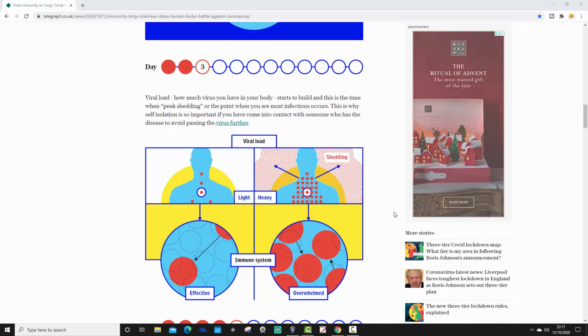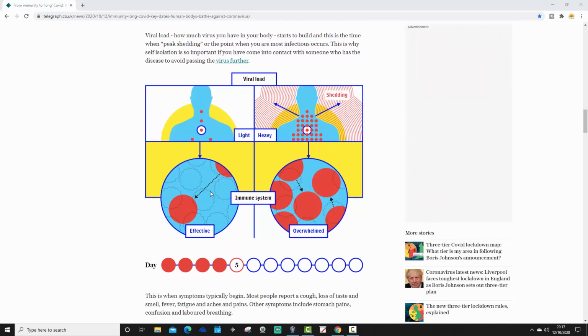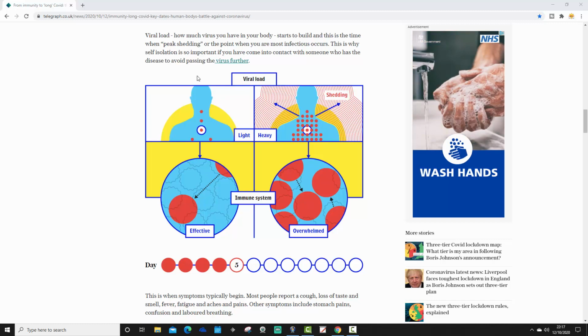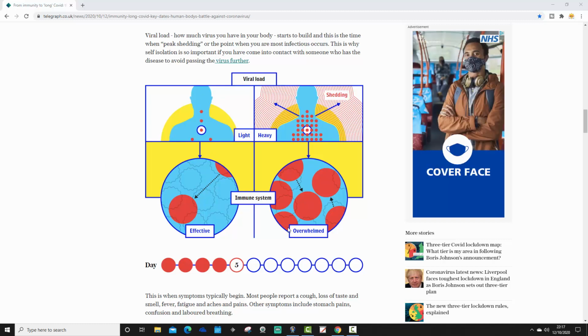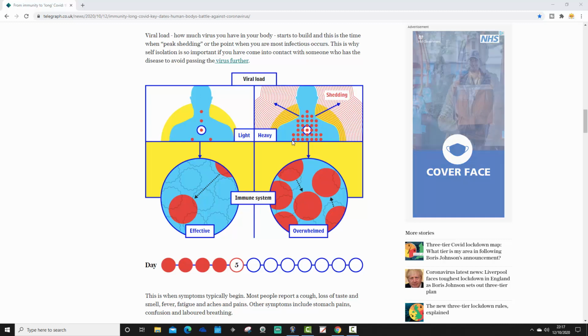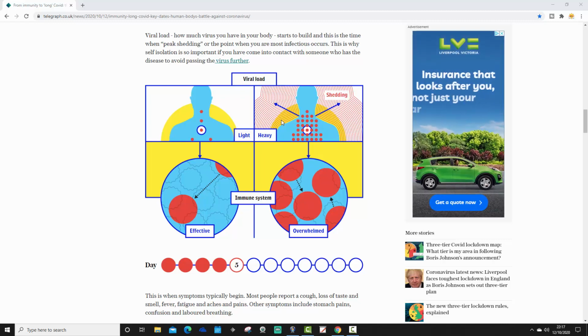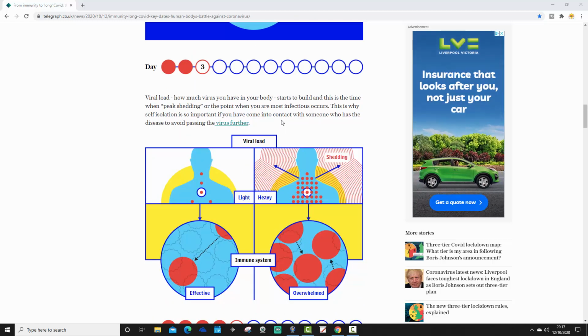So it also shows that this happens with the immune system. So if the immune system is effective in dampening down the virus replication, then you will tend to have quite a light viral load. But if the immune system gets overwhelmed, then that is when you will start to get a big viral load, and you will become very, very infectious indeed. And that is on day three.